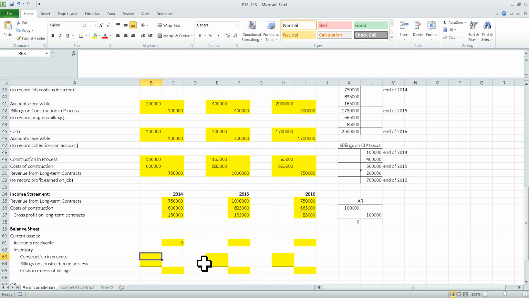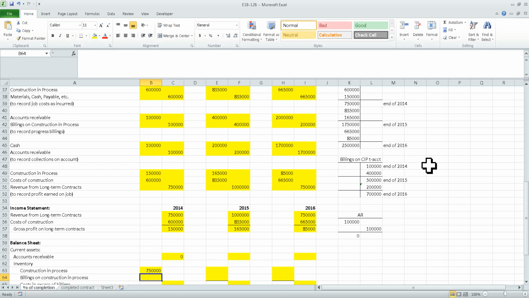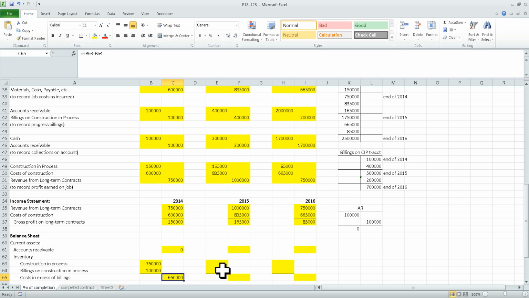Construction in process, let's see. The balance in our construction in process T account up here at the end of 2014 was $750,000. The balance in the billings account at the end of 2014 was this $100,000. So on the inventory section of the balance sheet, we're going to show construction in process in excess of billings on contract of $650,000.